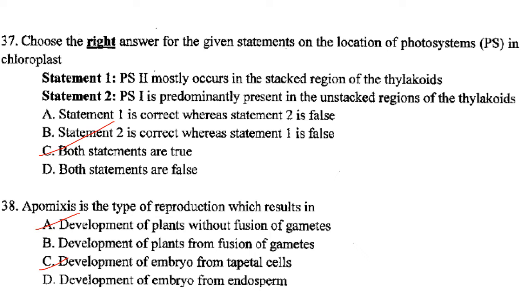Apomixis is the type of reproduction which results in... So apomixis is defined as asexual formation of a seed from maternal tissues of the ovule, and they avoid the process of meiosis and fertilization, and then lead to embryo development. So the embryo develops without meiosis and fertilization.